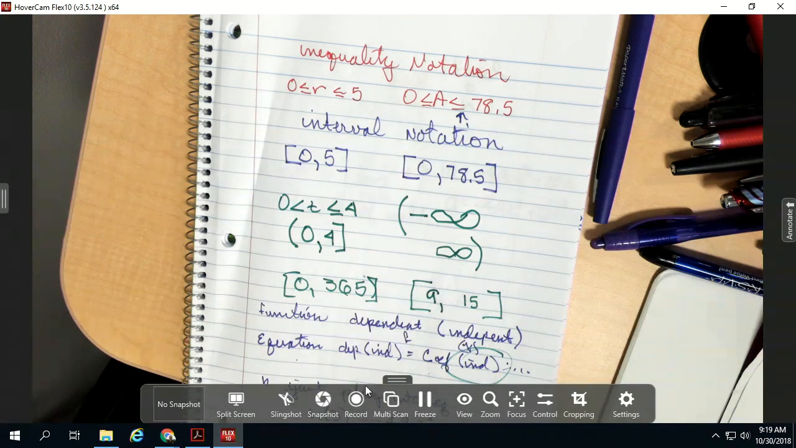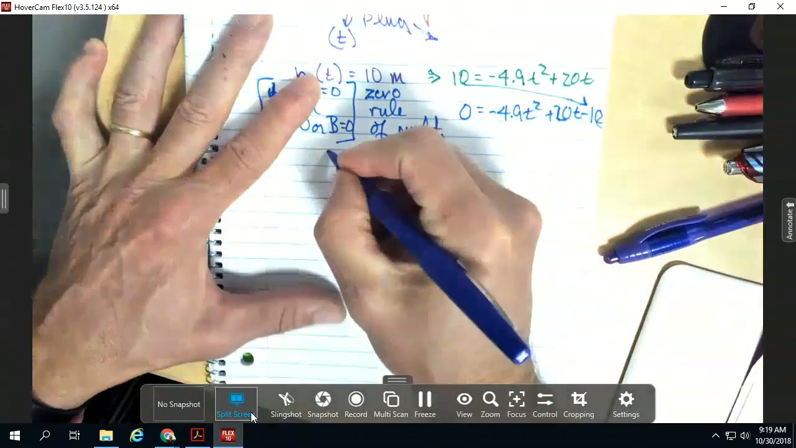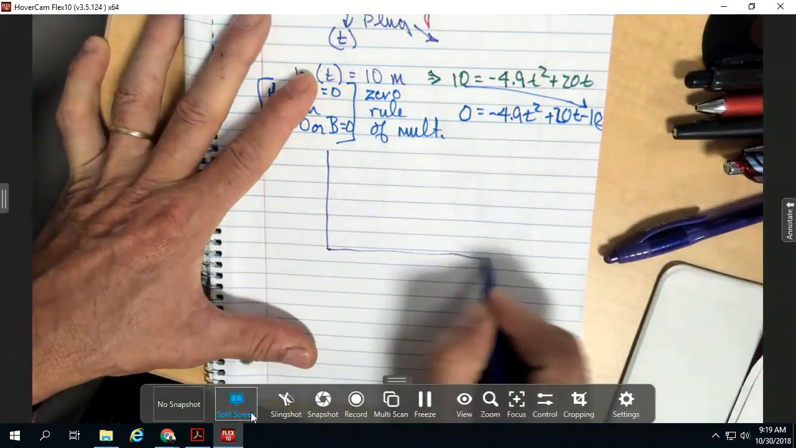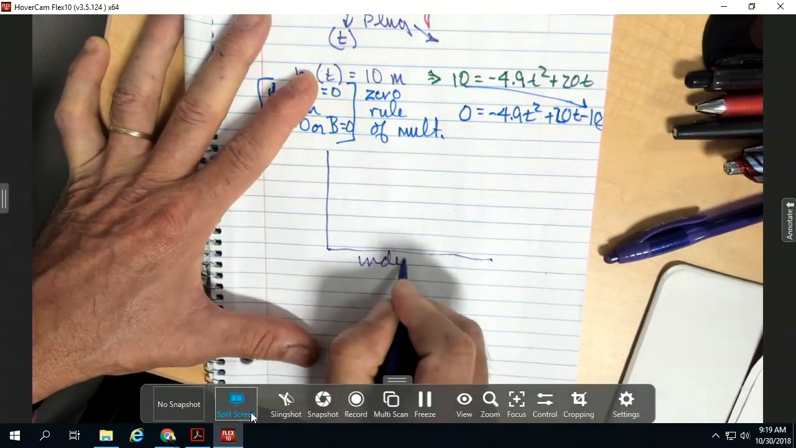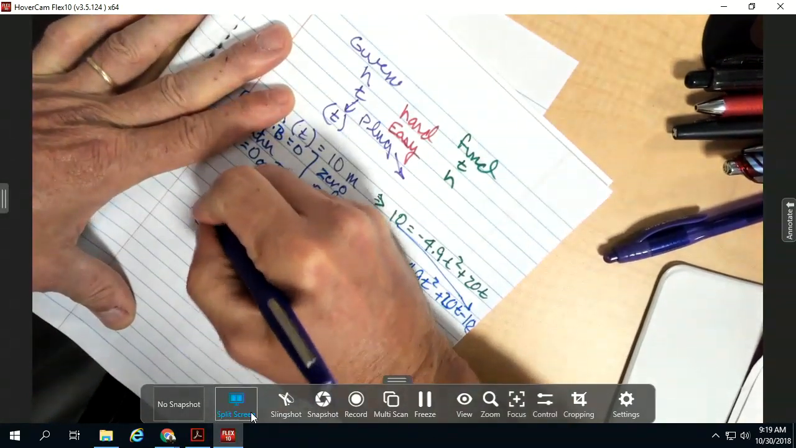So number 4, key concept. When representing a graph, one usually uses the horizontal axis for the independent variable. So in your graph, you would say independent and dependent.